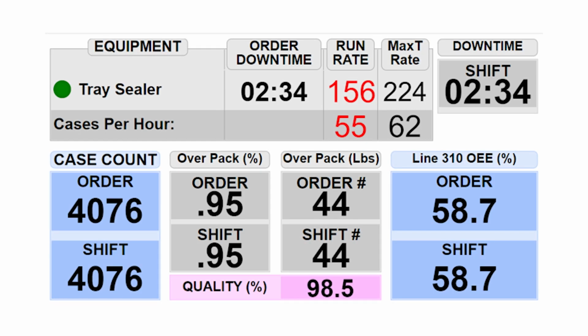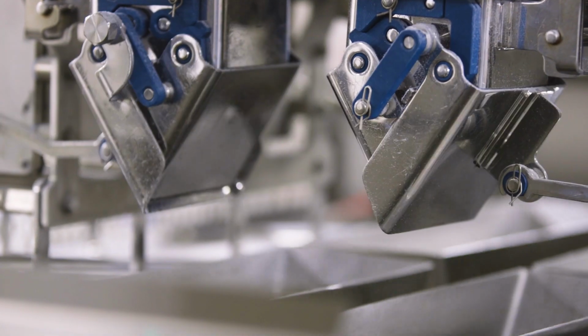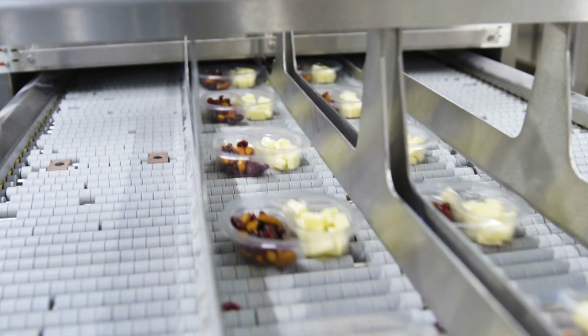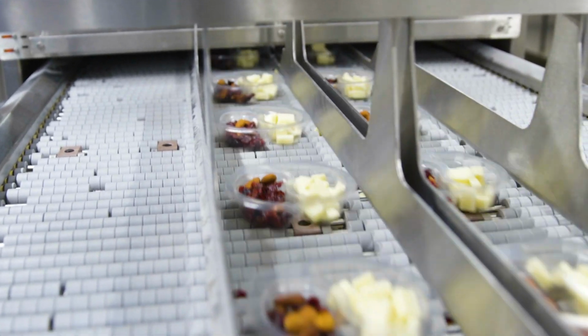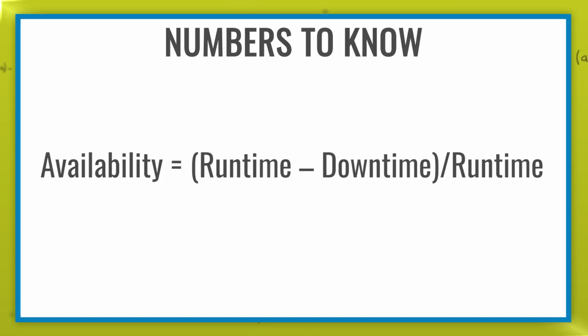One data point we watch very closely is how often a line goes down, which we call downtime. We try to minimize downtime events on a line as much as possible. We can use downtime to calculate how our lines are performing. First, we calculate a line's availability, which is the percentage showing the amount of time that a line is actually running within a specific time frame. This is the formula for calculating availability.